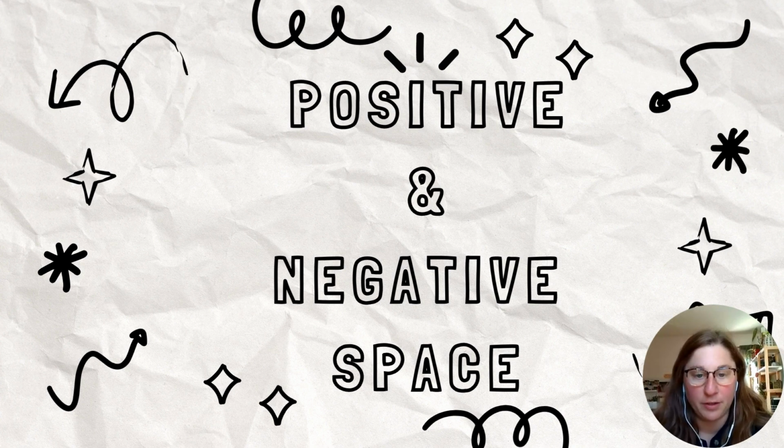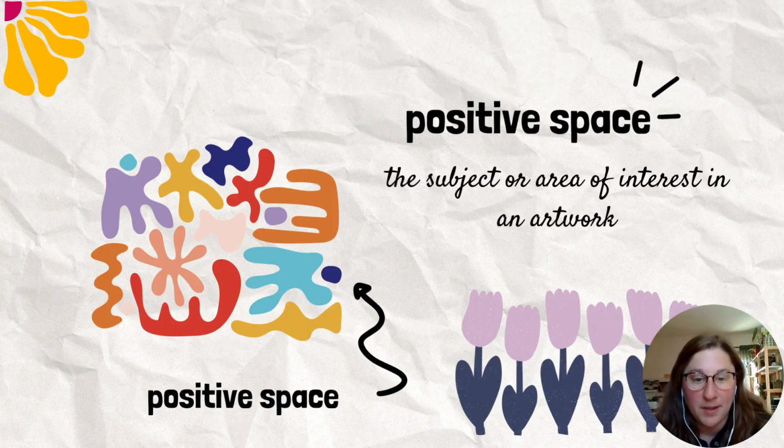This week we are focused on positive and negative space. So we're going to learn a little bit about that, and then we're going to make a drawing. So positive space is the subject or area of interest in an artwork. So for example, this solid shape that we have here is positive space, and everything around it would be the negative space. So whenever you have any sort of element in your artwork, that's typically the positive space.